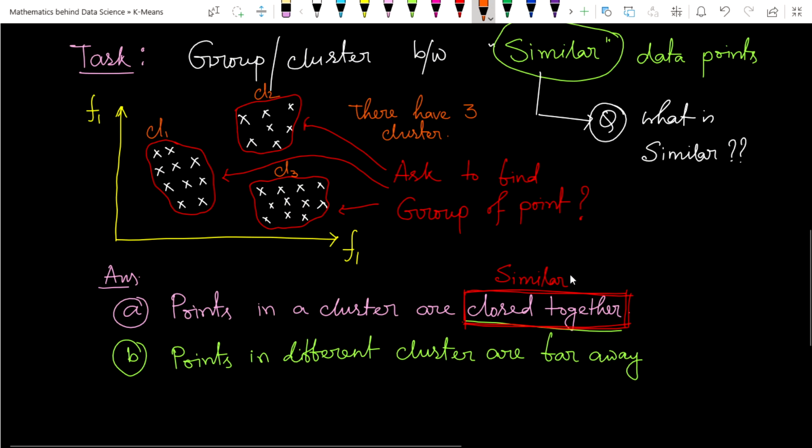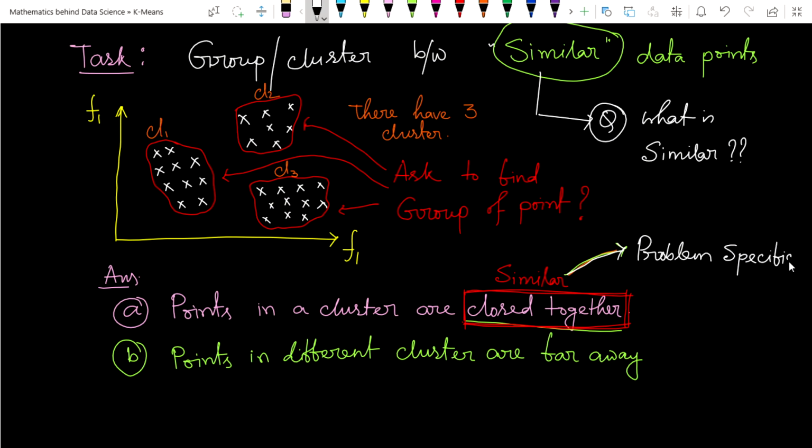These things are problem specific. It depends on our problem and on our situation. As we progress and discuss various kinds of problems in our algorithms, it will be easier to understand. But in this starting lecture, just try to understand that similar means close points that we make into a group.